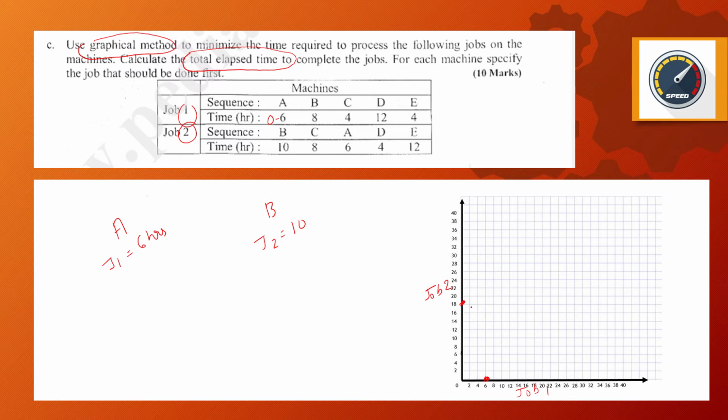We know that job 1 will remain 6 hours on machine A. As I told in the previous slide, the horizontal line represents the processing time of job 1. So let us make that.